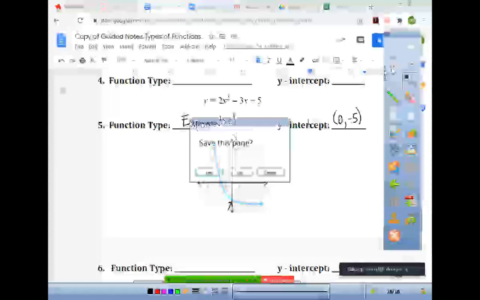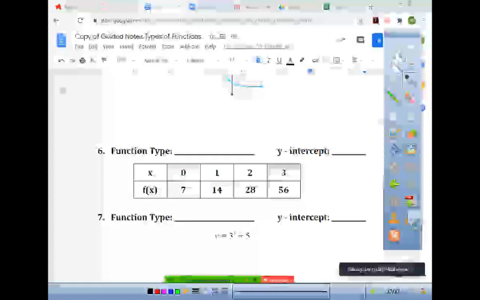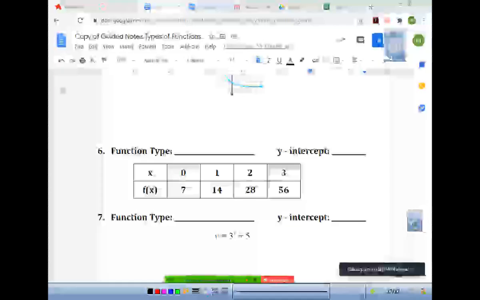All right, let's quickly run through those last 2 there. 6 and 7. Any pattern to that table in number 6? They're timesing by 2 each time, okay? So that makes it what type? Let's help them out. What is it when you multiply the same number each time? Exponential. Exponential is when you multiply by the same number each time. Do you see the y-intercept in the table? What is it? 7.